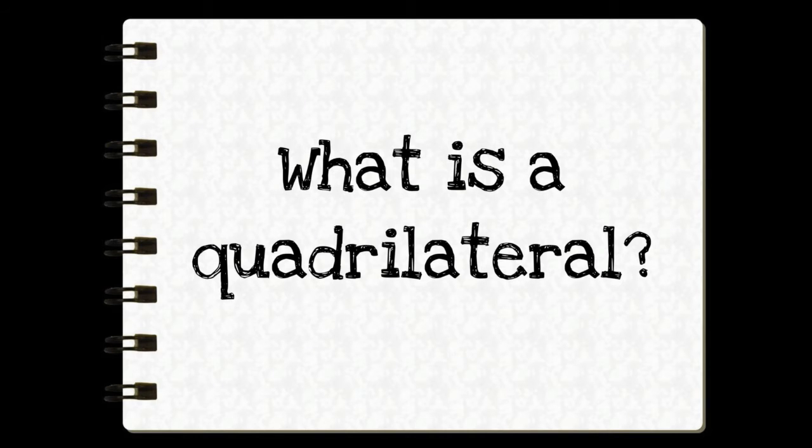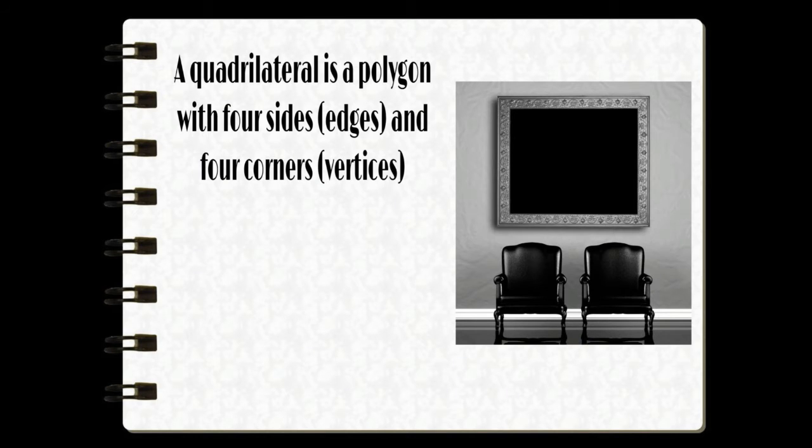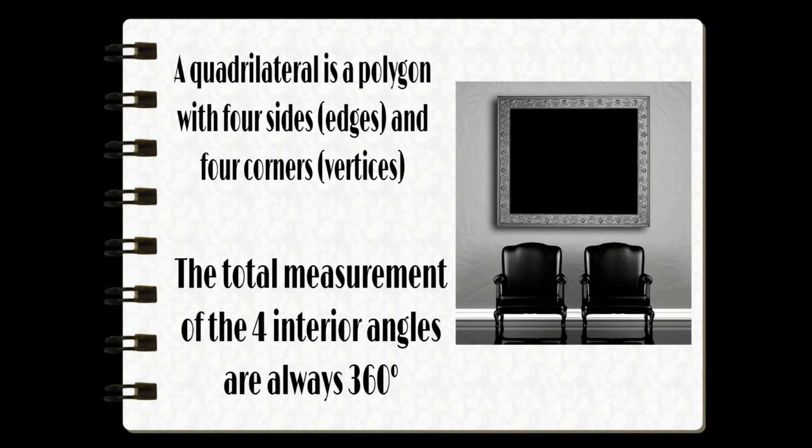What is a quadrilateral? A quadrilateral is a polygon with 4 sides and 4 corners. The total measurements of the 4 interior angles are always 360 degrees. It's true that if you add all interior angles, it would sum up to 360 degrees.